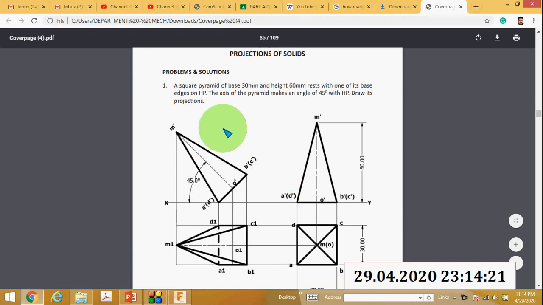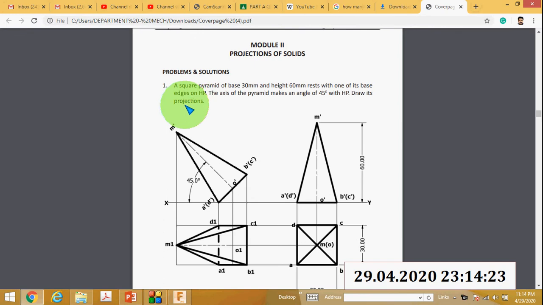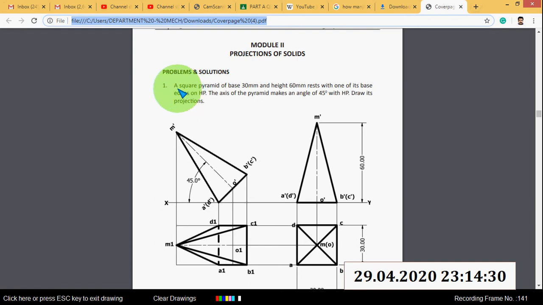Good morning. Today I will explain the projection of solids. The problem here is a square pyramid. You can see the object is a square pyramid. The dimensions given are: base 30 mm and height 60 mm. And this square pyramid rests with one of its base edges on HP.